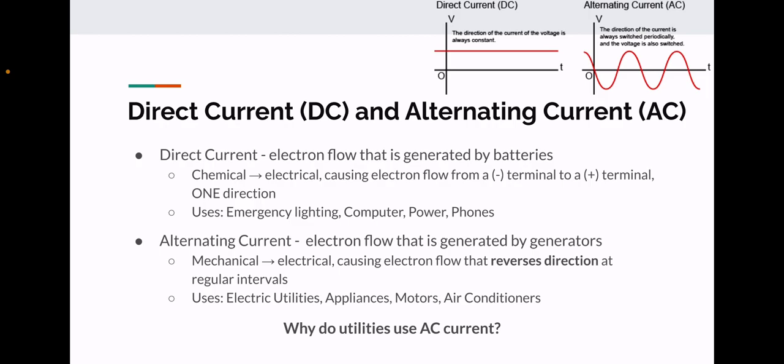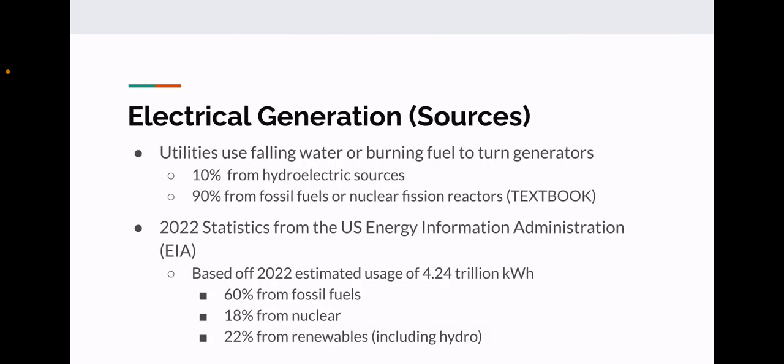So why do the utilities use the AC current? The AC current is used because it is of a higher voltage, and this higher voltage means that you basically are going to have a reduced current. So when they're going over those power lines, a reduced current means less loss, as it goes from one place to another, which is good. You don't want to lose as much energy.